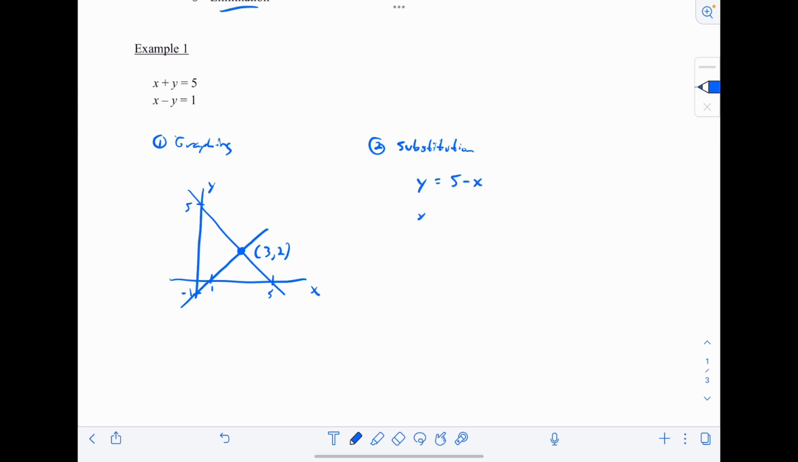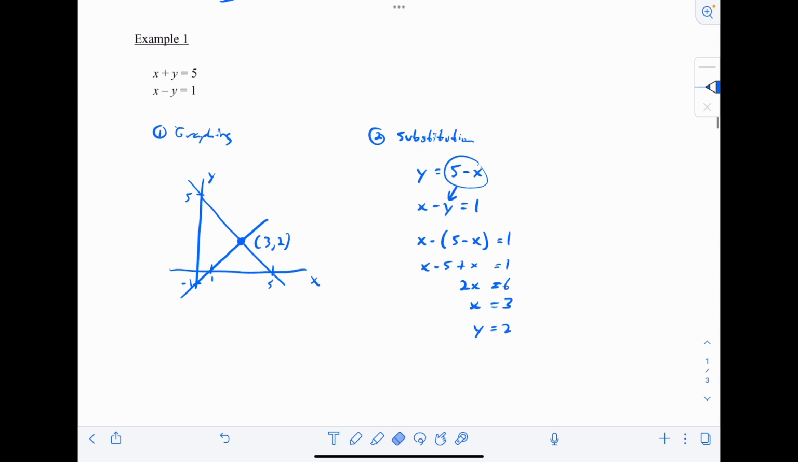And then if I take that second equation, x minus y equals 1, I'm going to take this 5 minus x and simply substitute it into y, since y is 5 minus x. And what I have now is an equation in one variable that I can solve algebraically. And I get 2x equals 6, or x equals 3. And if x is 3, throwing that back into any of our equations, y is 2. And we see that we get the same answer that we did by graphing.